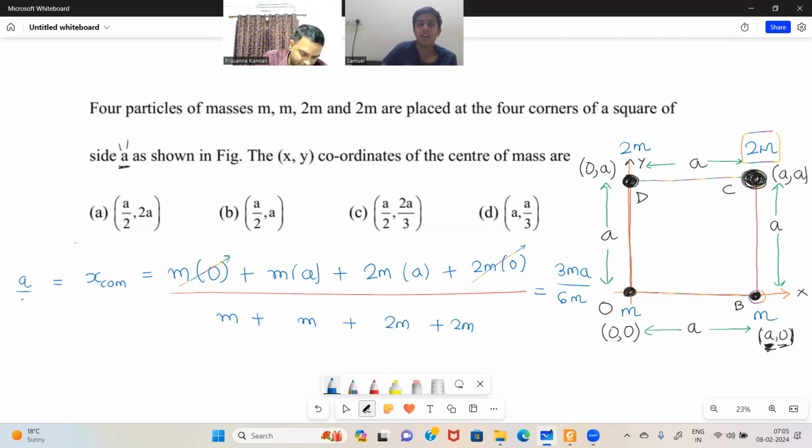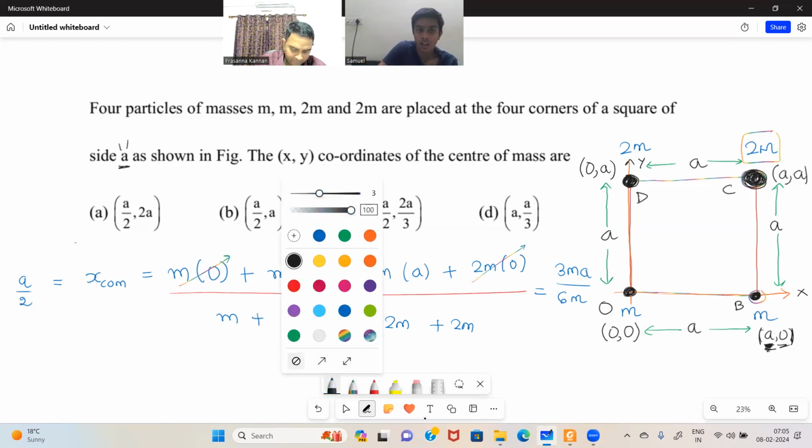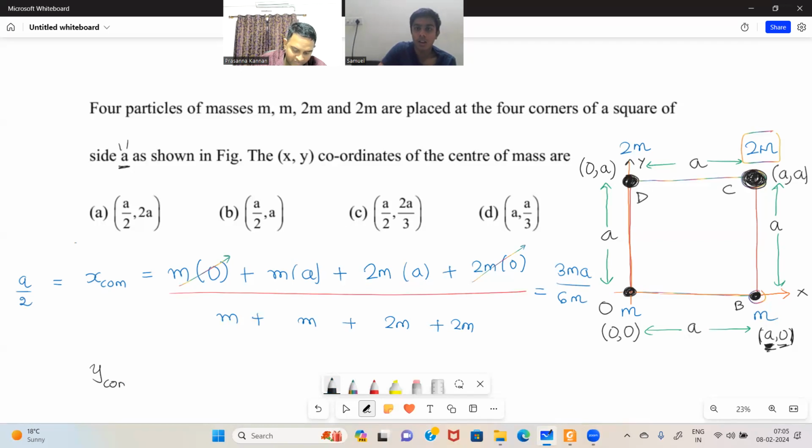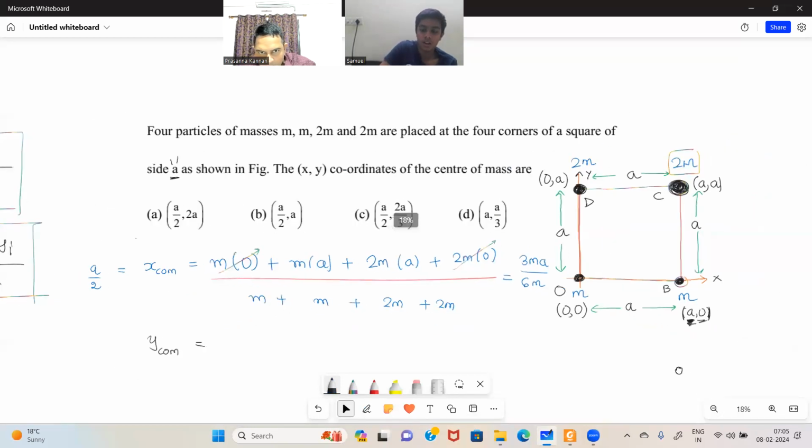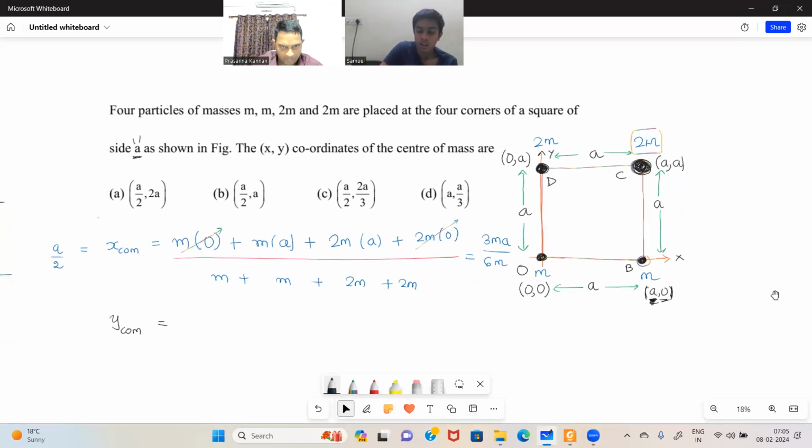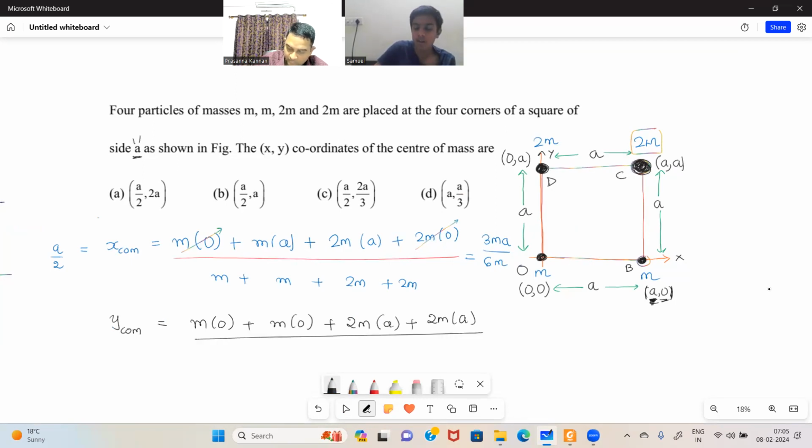Now we need to find Y. Similarly, you should find YCOM. Come on. Now you've got the logic, right? First you have to get the coordinates. Then once you have the coordinates, it's just plugging them into the formula. So come on, tell me now. Same way. M into 0, plus M into 0, plus 2M into A, plus 2M into A. That's all. Divided by the addition of all the masses, which is M plus M plus 2M plus 2M, that is 6M. Correct.